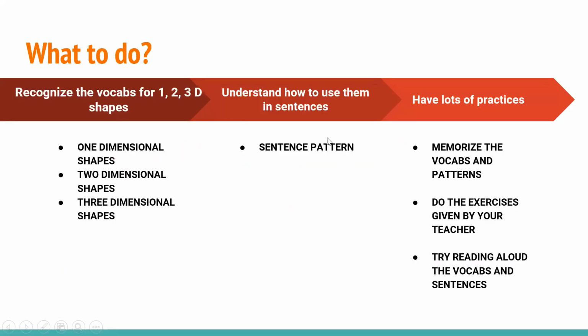All right, in understanding how to describe shapes of an object, there are a few steps that you can follow. The first one, what you need to do is to recognize the shapes, the vocabularies for 1, 2, and 3-dimensional shapes. So you have to be familiar with the common terms in geometrical shapes. And then the next step is you need to understand how to use the shapes in sentences. Of course, using the correct sentence pattern.